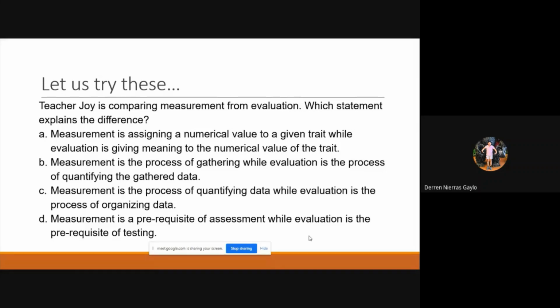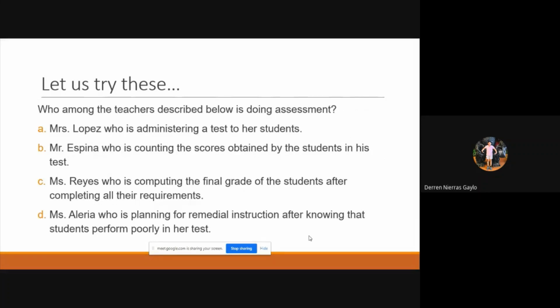So for example, the grade for measurement is 9. If you will evaluate that, what does 9 mean? It's a pass. No, it's a high pass, or it's very satisfactory, something like that. So it's letter A.